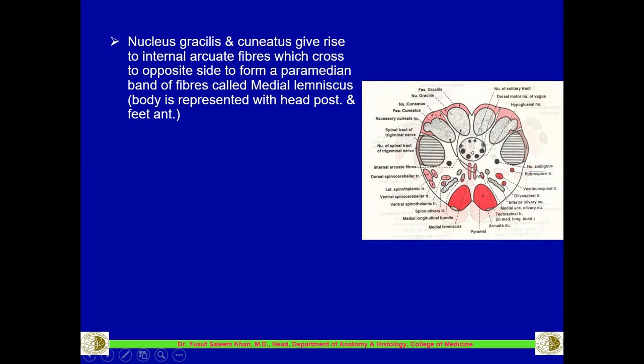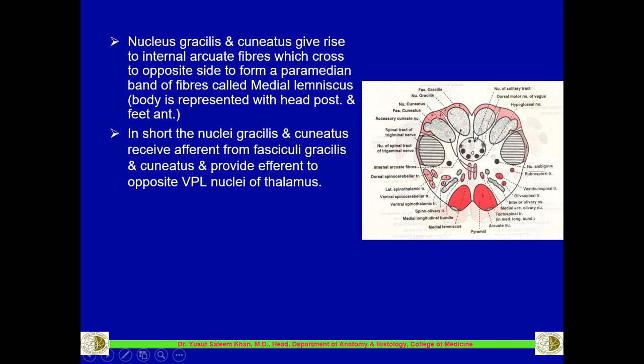So here you can see the medial lemniscus on the opposite side, with the head represented on the posterior side, and the feet on the anterior. So you can imagine a person lying with the head on the posterior side and the limbs on the anterior side. Here the head will be on the lateral side and the lower limbs will be on the medial side. But as the fibers cross, they also go in the opposite direction. So the lower limb will be here now and the head will be on the other side.